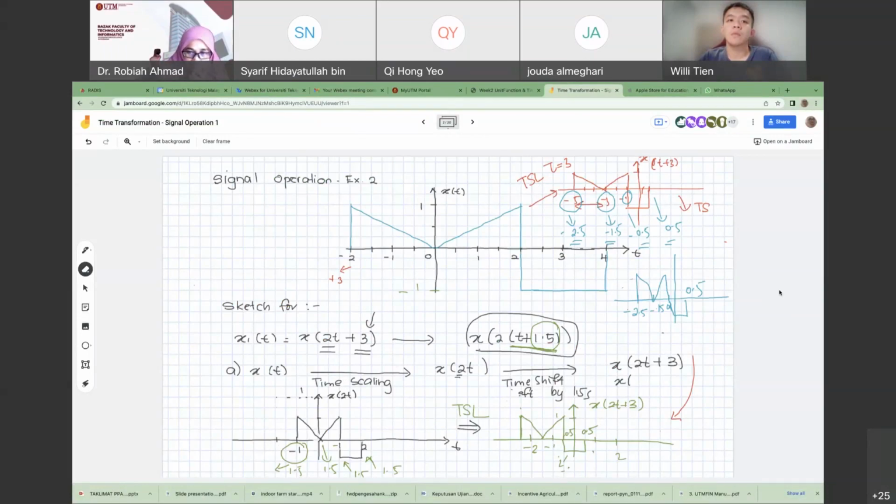Okay, Doctor. I will try to draw this again neatly, it's messy here. I'll try to draw it on my iPad and then we discuss further tomorrow for this example. Is it okay?